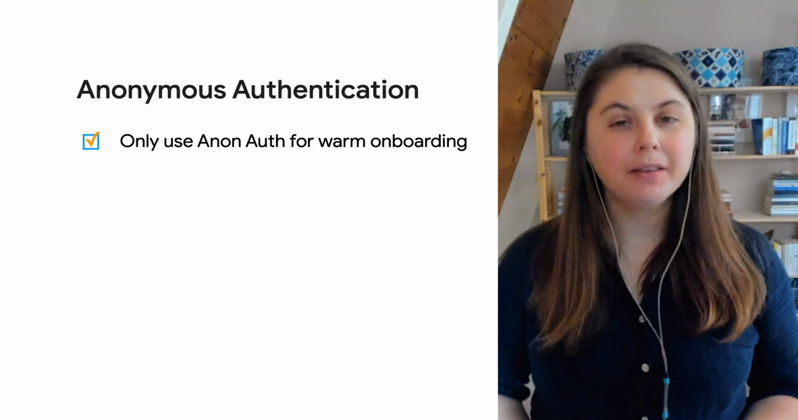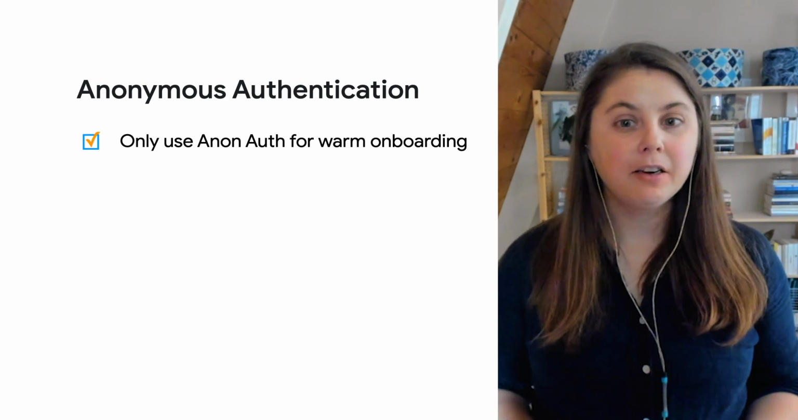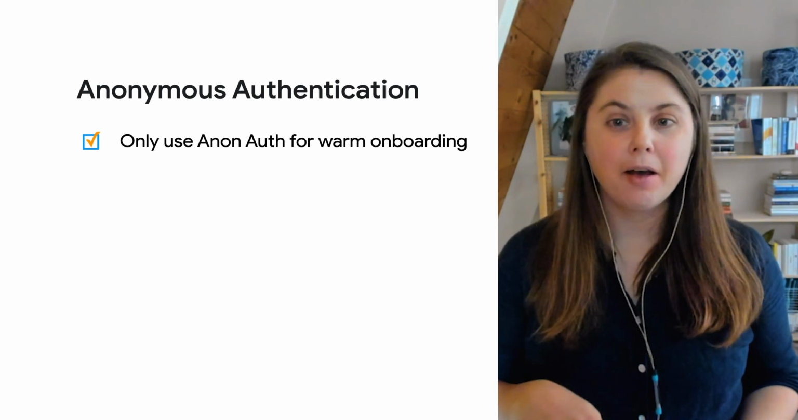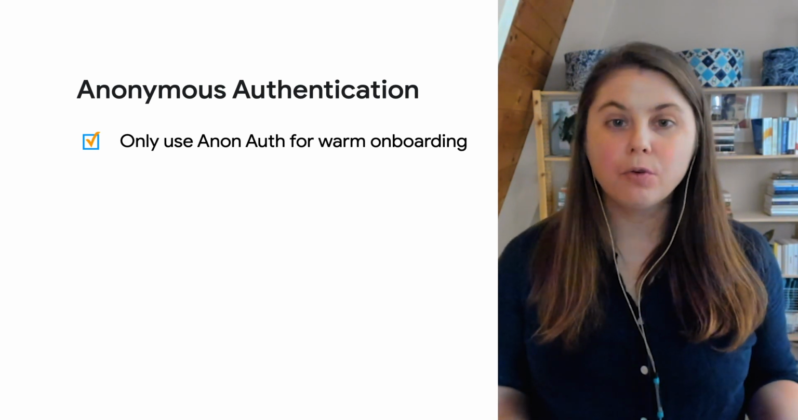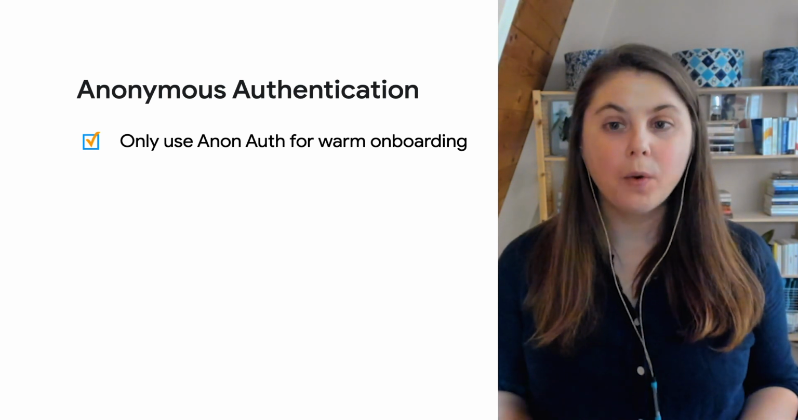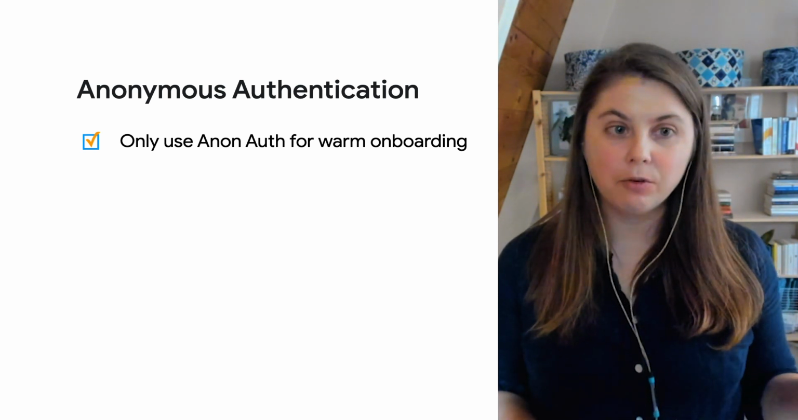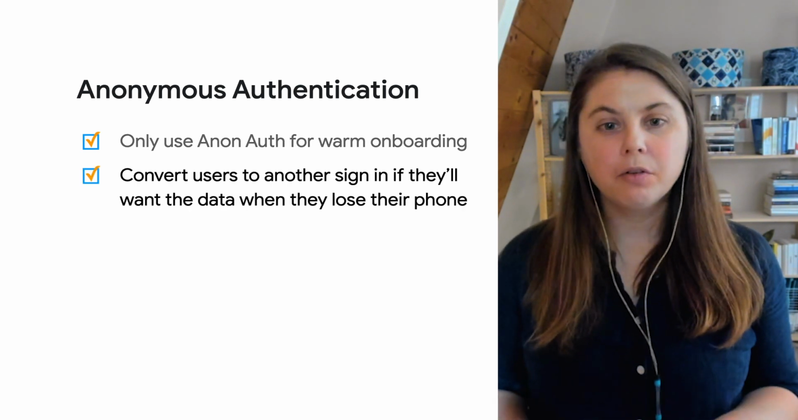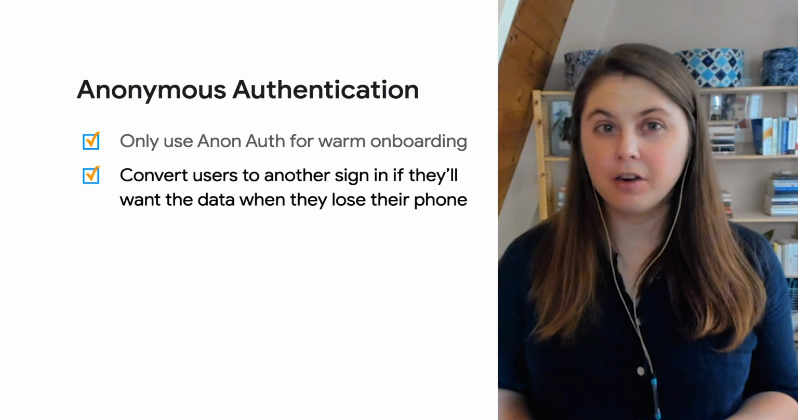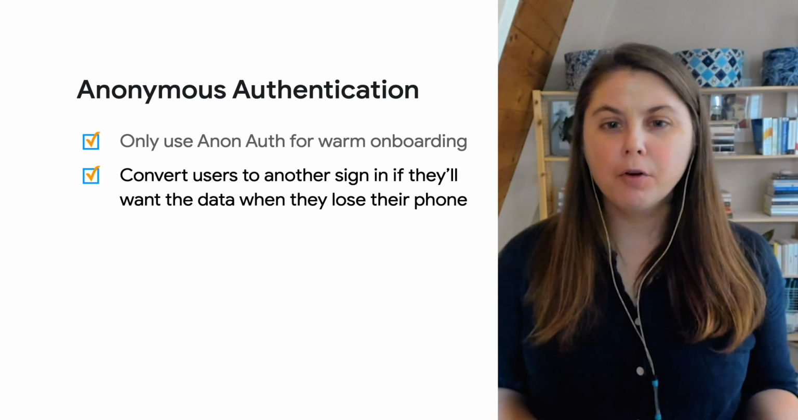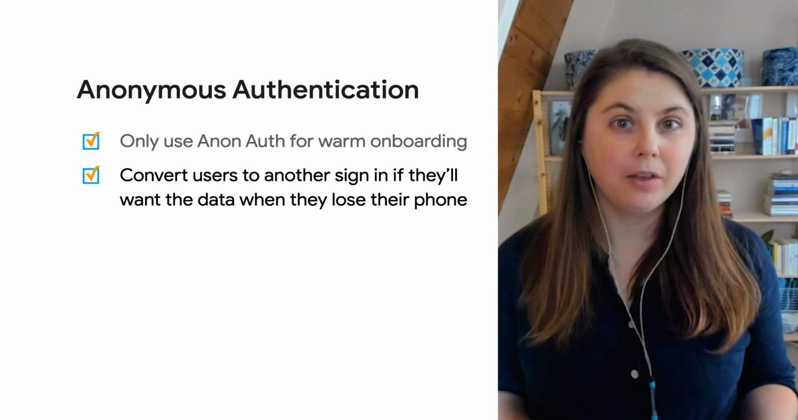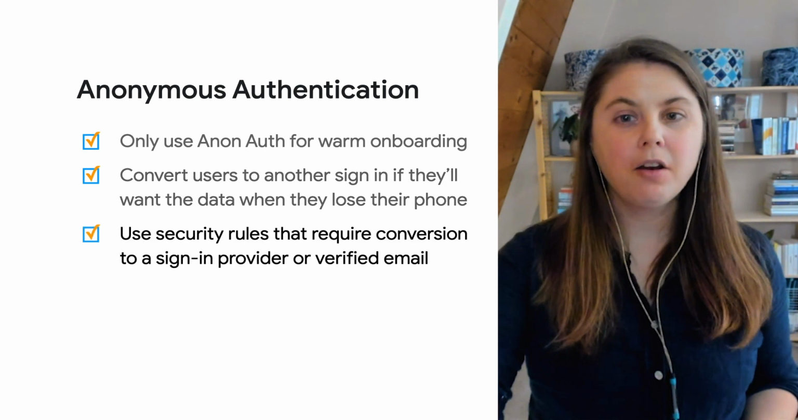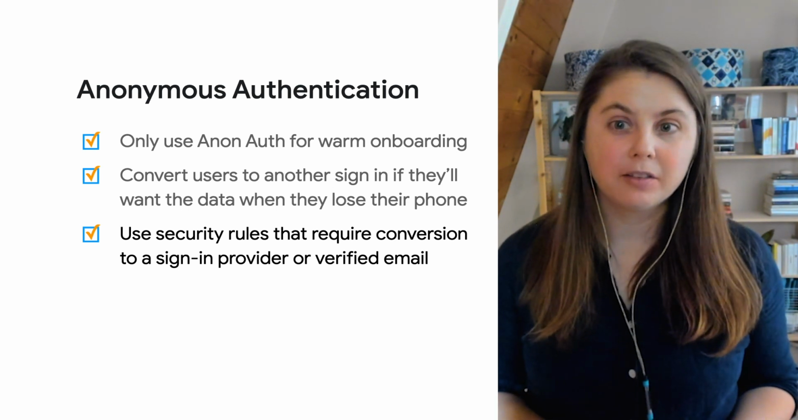Anonymous auth is basically improved session data. Data persists through opening and closing the app, but if a user loses their phone or clears local storage, there's no way to reestablish the link between that user and the user ID that you have in your database. So convert users to a sign-in method other than anonymous authentication before you save data that they'll want back when they lose their phone. Anonymous authentication also comes with risks.